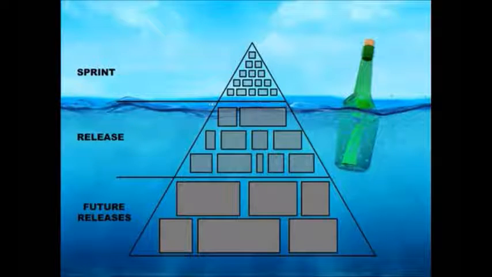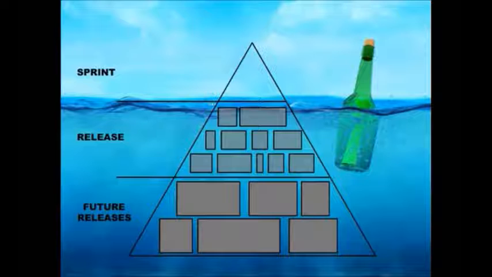Now the picture on the screen is showing an iceberg. This is an analogy that Mike Cohn came up with. And the reason why we call it an iceberg is there's a water line. And all the stories that are above the water line are the ones that are ready for the team to work on. As we start sprinting, those stories are going to be worked off at the top of the backlog and they're going to disappear like we're showing on the screen.